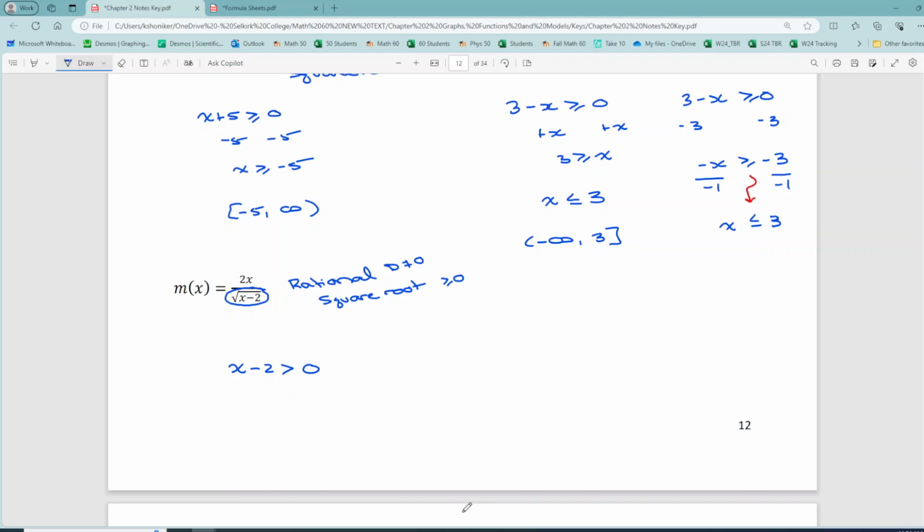So the only thing you would change is that if your radical is in a denominator, just say that x minus 2 has to be greater than 0 and that x has to be greater than 2. So when you write your interval notation, you would use a round bracket instead of a square bracket. And you'd say x is greater than 2, round bracket, 2 to infinity.